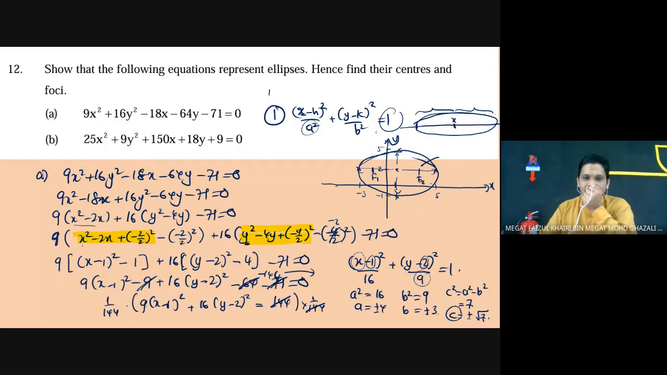The coordinate of x is 1. Okay, the focus F1 here is 1 plus square root of 7 with y equal to 2, and F2 here.